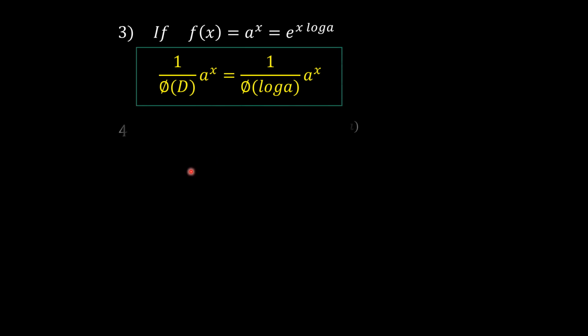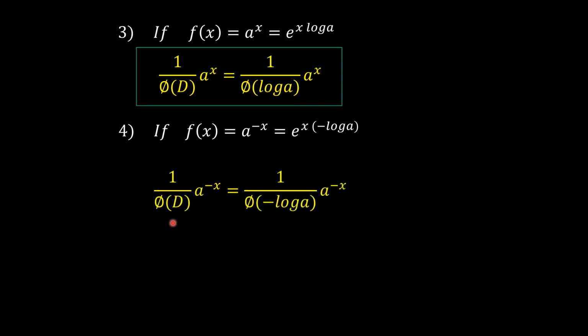Similarly, if f of x is equal to a raised to minus x, it can be expressed in the exponential function e as e raised to x into minus of log a. And using the first case, the particular integral will be evaluated as 1 upon phi of d of a raised to minus x is equal to 1 upon phi of, replace this d by the coefficient of x in the exponential function, which is minus log a, into a raised to minus x.